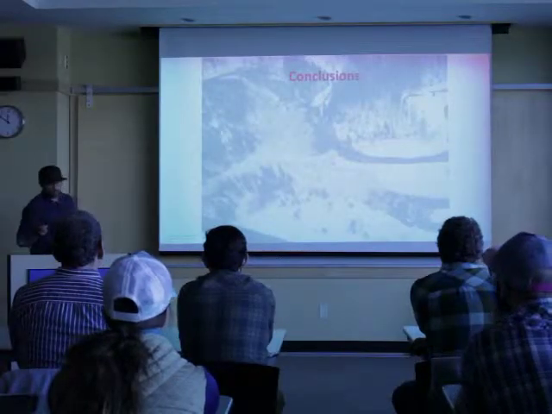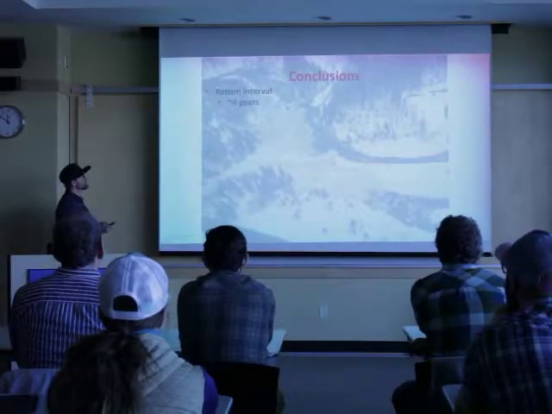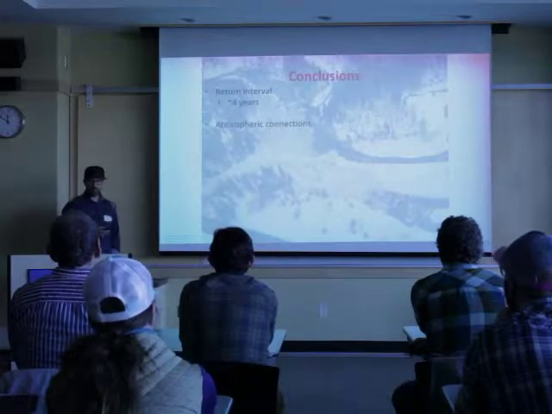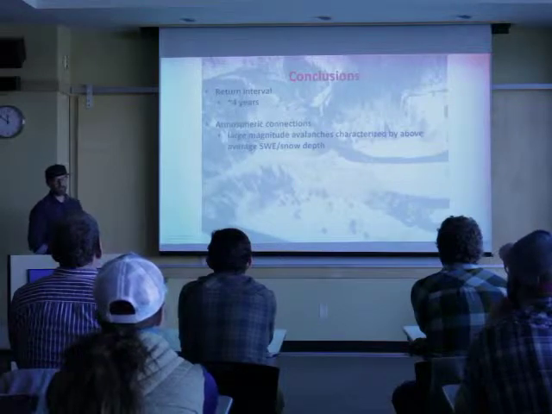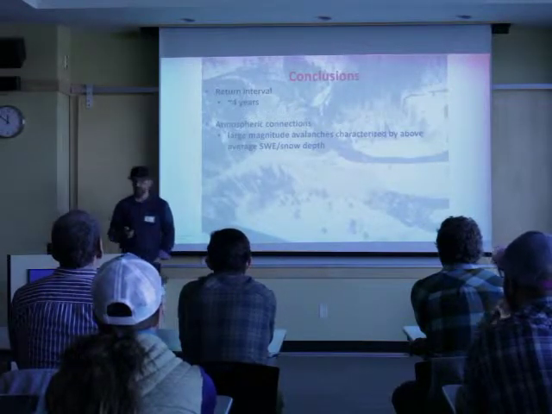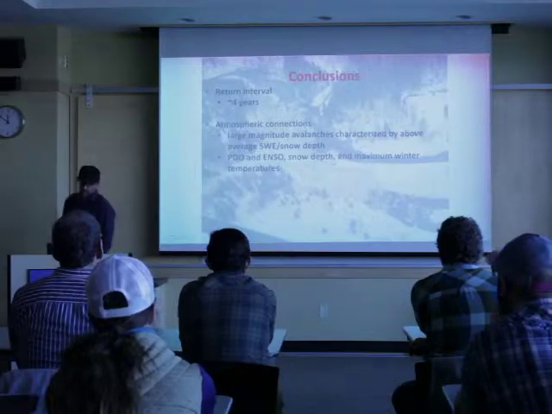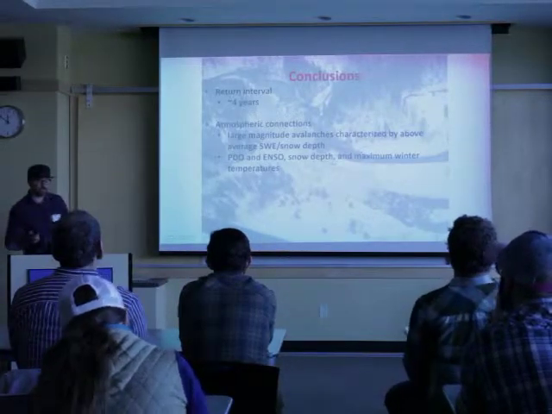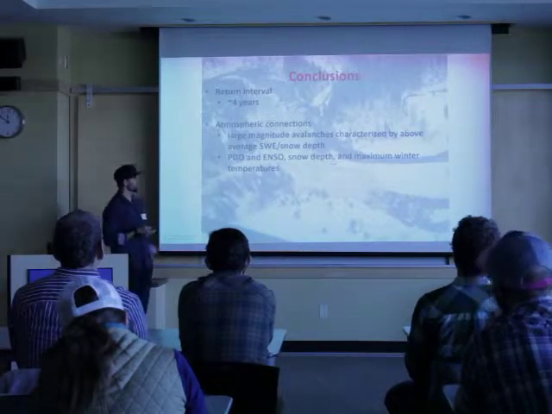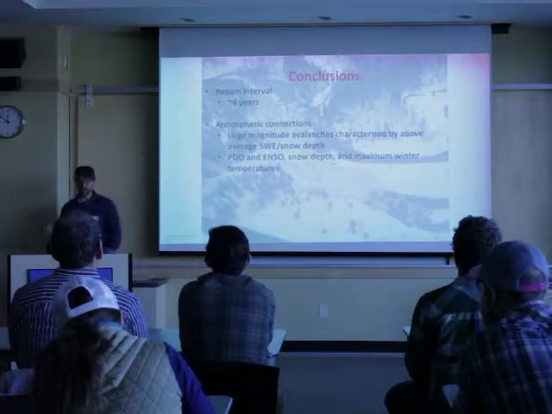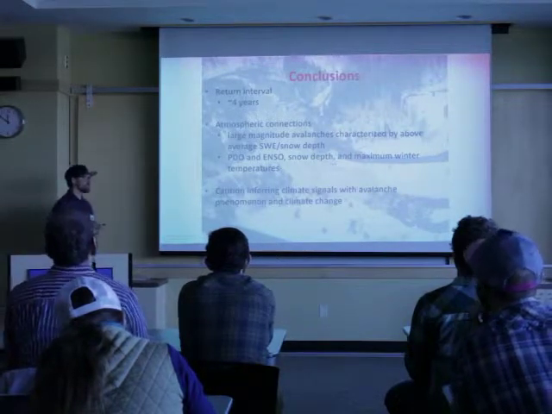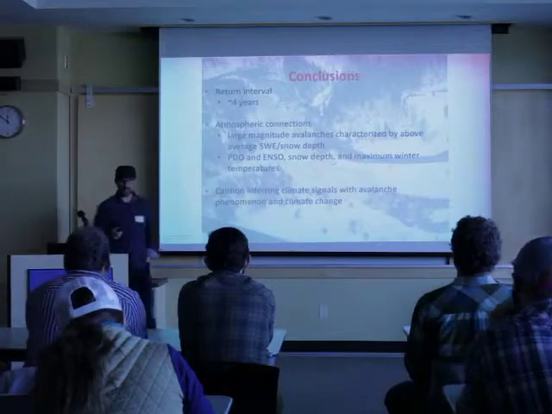So some of our conclusions: our return interval is roughly 3 to 4 years. It was like 3.5. Our atmospheric connections, large magnitude avalanches, are characterized again by those above average SWE years, as well as snow depth. PDO, Pacific Decadal Oscillation, and ENSO, snow depth and maximum winter temperatures were the largest drivers, at least in the analysis we've done so far. We still have more to do. We're still continuing this. But again, caution inferring a climate signal with avalanche phenomenon and climate change.